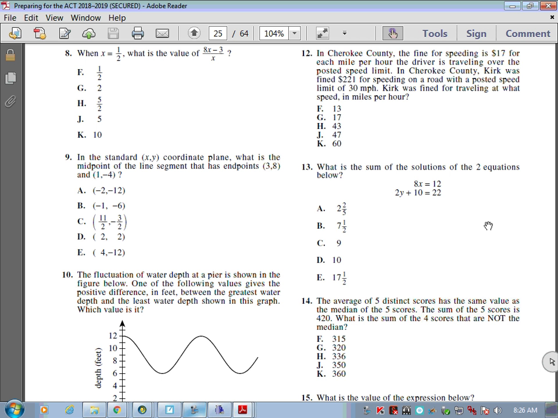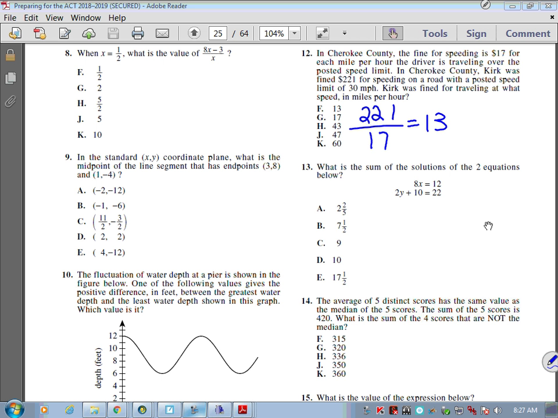12, in Cherokee County, the fine for speeding is $17 for each mile per hour the driver is traveling over the posted speed limit. In Cherokee County, Kirk was fined $221 for speeding on a road with a posted speed limit of 30 miles per hour. Kirk was fined for traveling at what speed in miles per hour? Okay, so we pay $17 for every mile per hour over. So what we're going to do is take 221 and divide it by 17 to find out how many miles per hour over he was. Okay, 221 divided by 17 is 13.